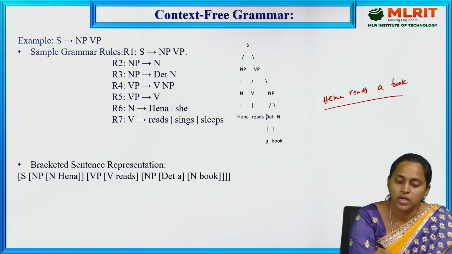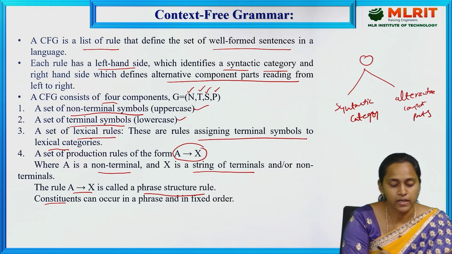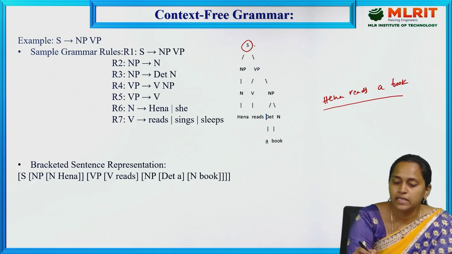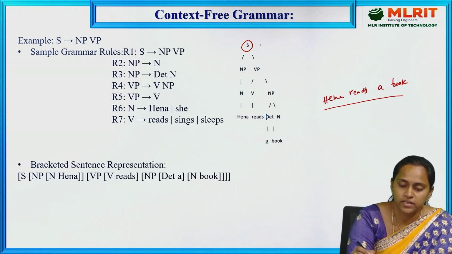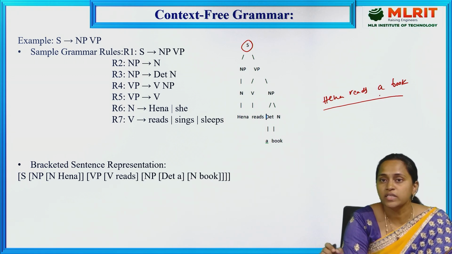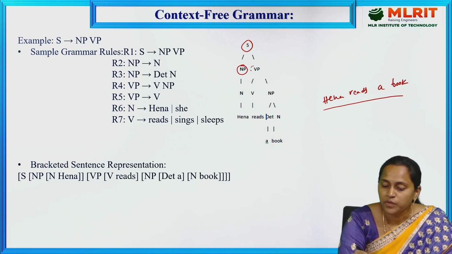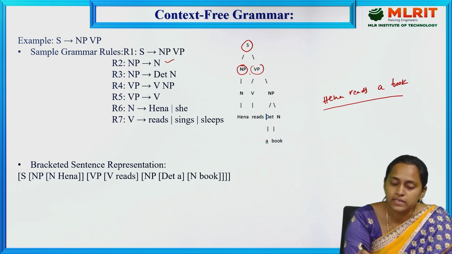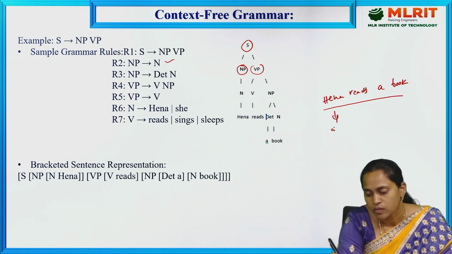What is the first rule? Non-terminal symbols are declared in uppercase letters. So the structure contains a sentence, Hina reads a book. We divide the sentence into noun phrase and verb phrase. That is rule 2. Next, the noun phrase is rewritten as noun. Here in the sentence, what is the noun? Hina is the noun.